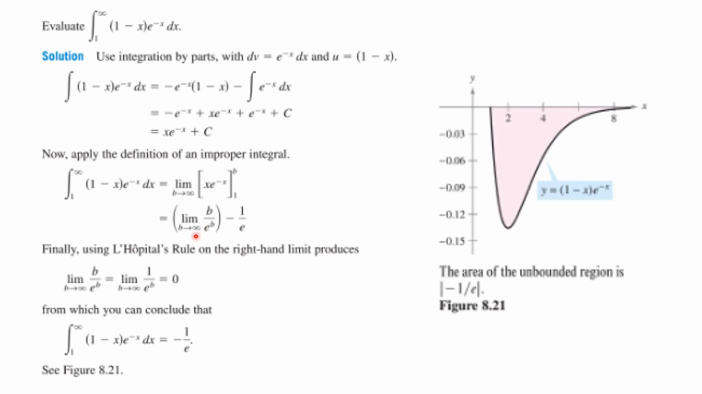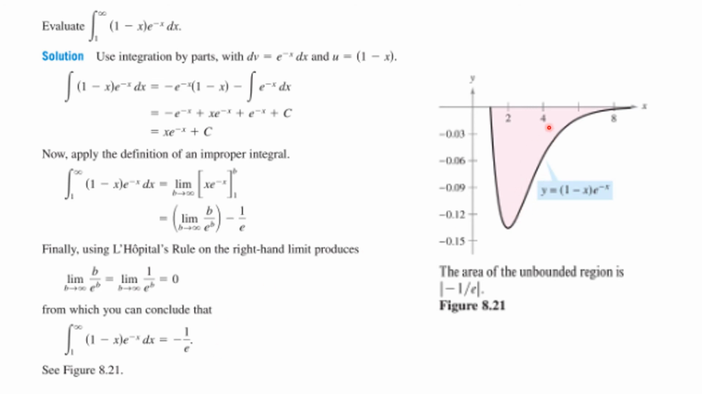So using L'Hopital's rule, I can evaluate this first limit, and that becomes the derivative with respect to b is 1 over e to the b. As b tends to infinity, that is 0. And when I put 1 in here, I just get minus 1 over e. So I get 0 minus 1 over e. That means that the answer here is minus 1 over e.